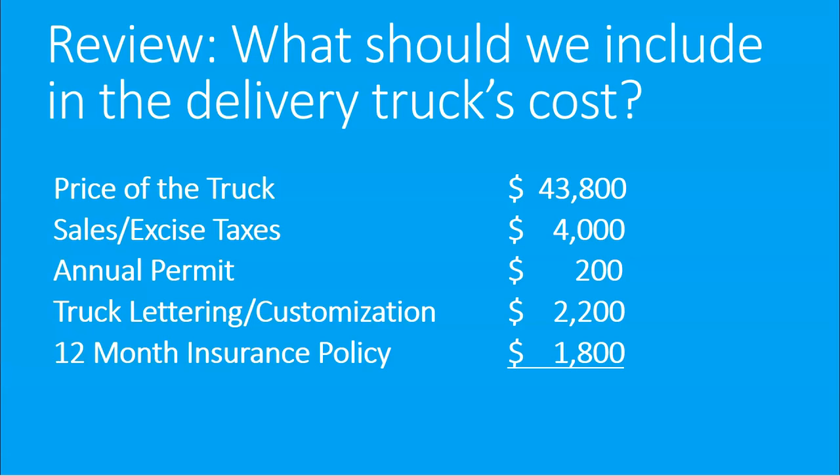It says, what should we include in the delivery truck's cost? And we have 5 items here. We have the price of the truck, sales, excise taxes, those are the same thing. An annual permit, maybe because of the type of vehicle that we have. Lettering and customization, we might want to put our company logo on the truck, that sort of thing, special paint, etc. And then also we certainly want to have insurance. We want to have insurance on the truck in case we, heaven forbid, get into some type of an accident.